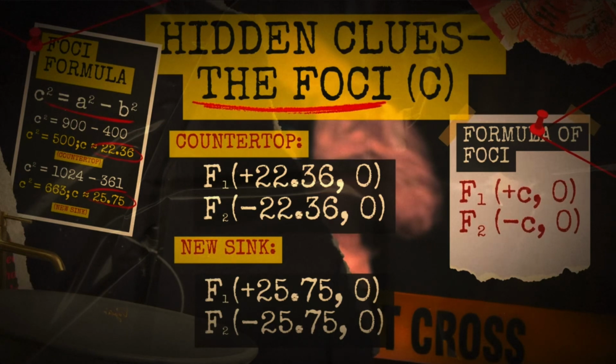That is why we will use that value, 25.75, in getting our foci in our exhibit B. So F1 will be positive 25.75 and 0, and F2 for exhibit B will be negative 25.75 and 0. The sink's foci lie farther out. On the other side, it's stretched more horizontally.